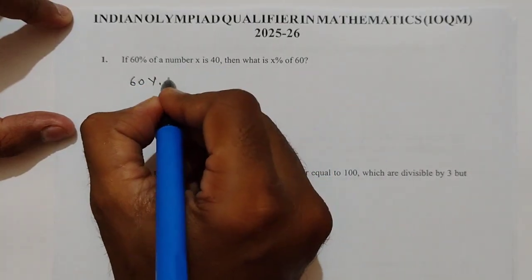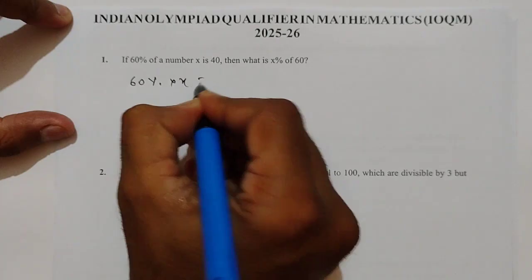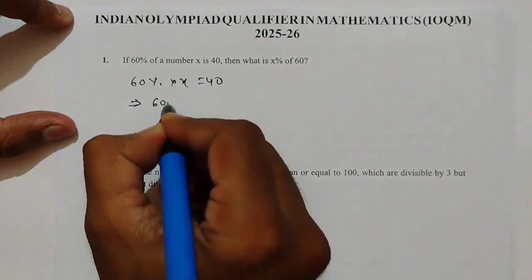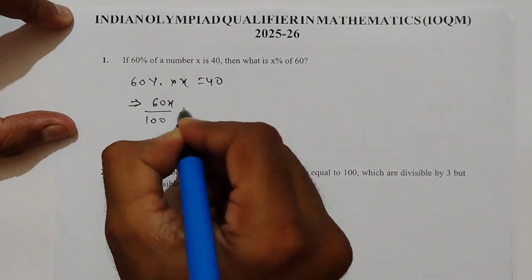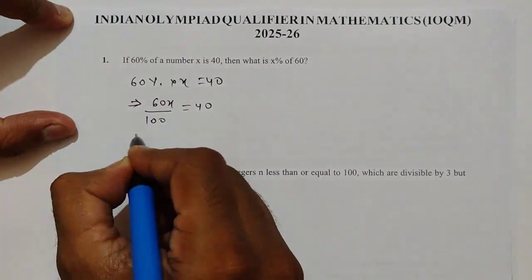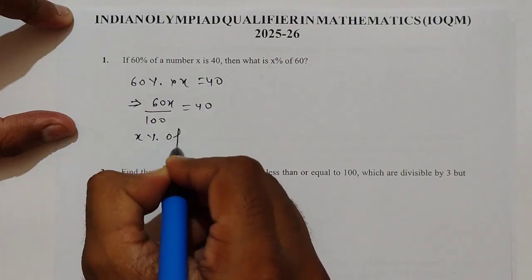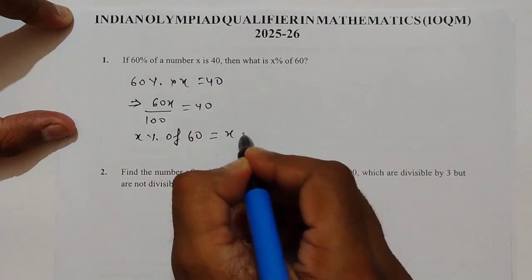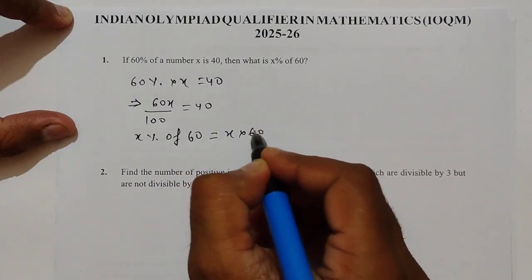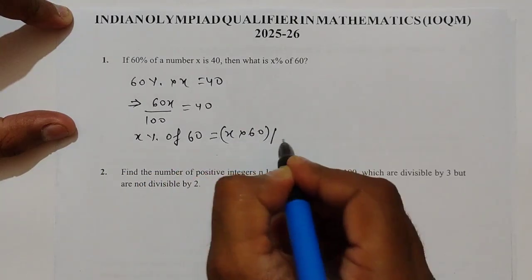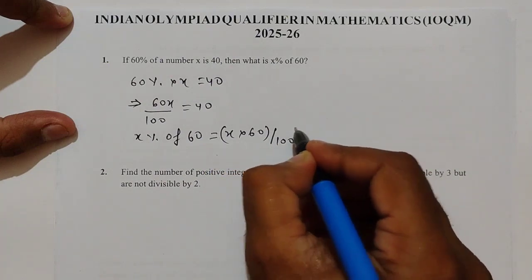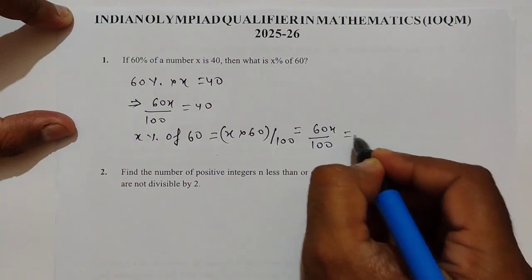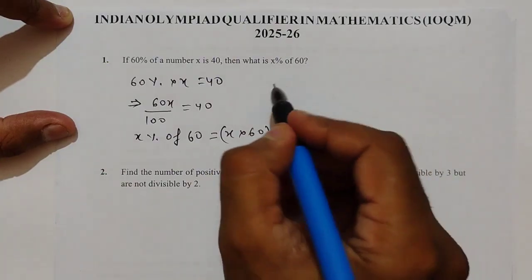60% of x is equal to 40. So we can write 60x by 100 is equal to 40, and also x percent of 60 is equal to x into 60 divided by 100, which is equal to 60x by 100, and this is equal to 40.